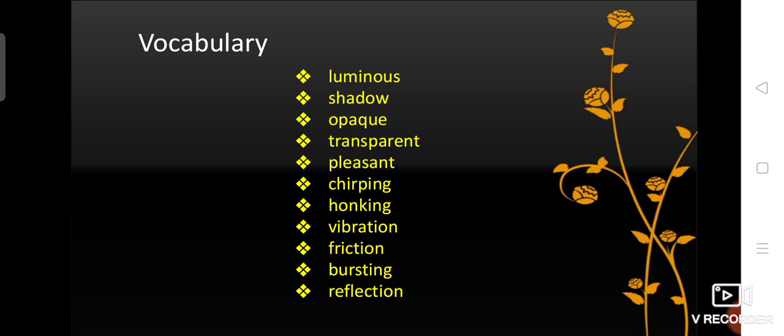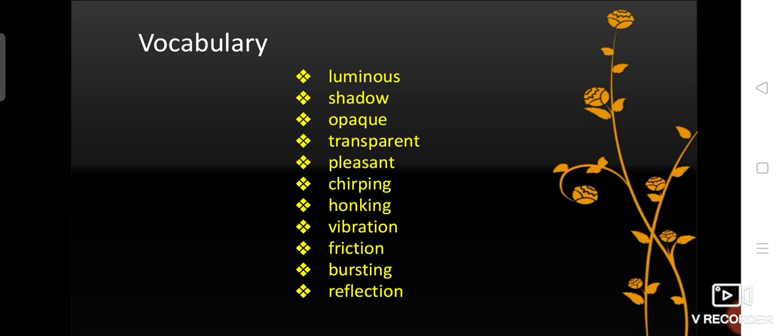The first one is luminous. I hope you all remember the word luminous. What do you mean by luminous? Luminous means the objects which give light, they are all luminous objects. We discussed, isn't it? Which gives light, that is called luminous.